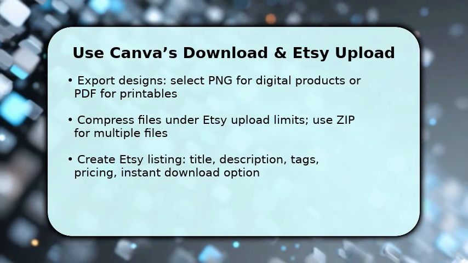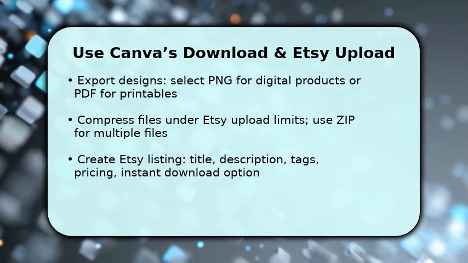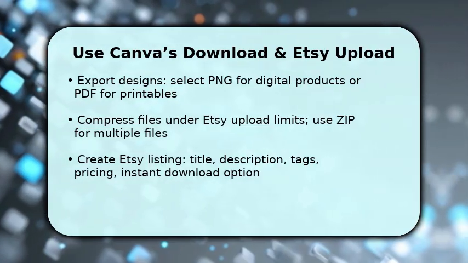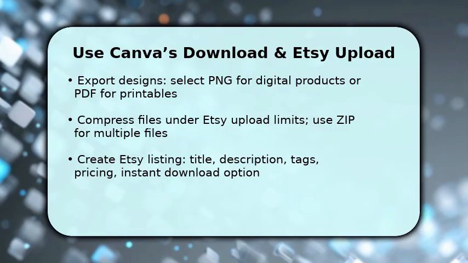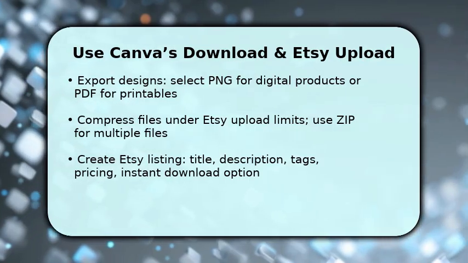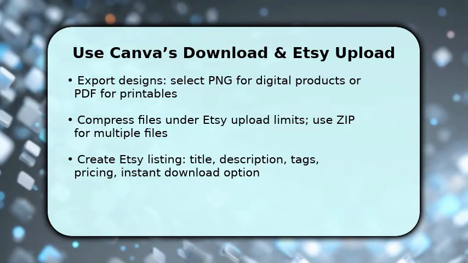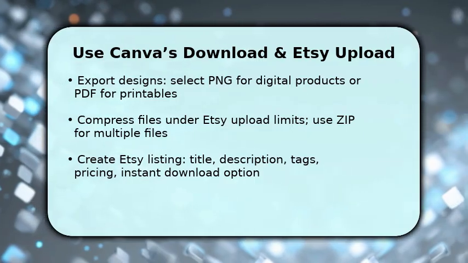Next, export directly from Canva. Choose PNG for digital art, PDF for printables, or group assets into a zip if you have multiple files. Once downloaded, go to your Etsy dashboard and create a new listing. Upload the exported file, and fill in title, description, tags, and pricing. Be precise about file types and dimensions in the description so buyers know what to expect.